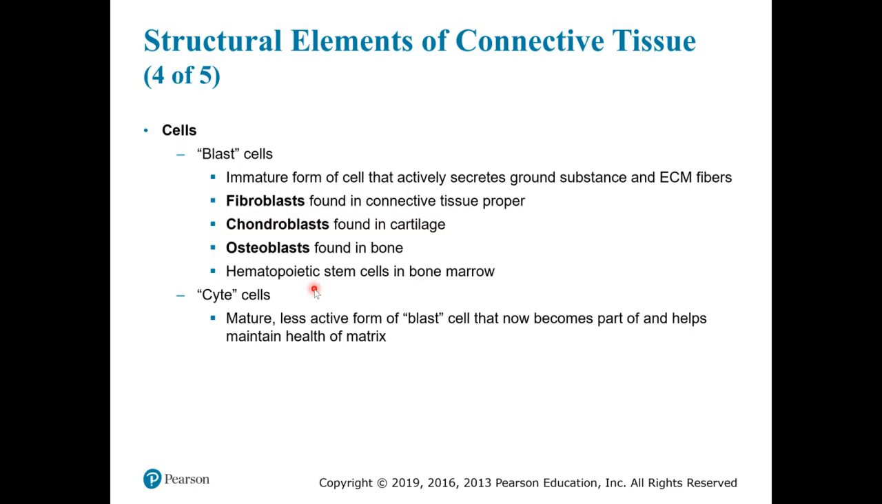And in the red marrow of some bones, we find hematopoietic stem cells. A stem cell is a cell that can go on to become any number of different cells and give rise to them, and hemo is blood. So these are cells that give rise to blood. Then we're going to see a cyte. A cyte is a mature cell. That's when it's just either hanging out doing whatever it does or just maintaining the tissue that's already been produced by the blast cells.